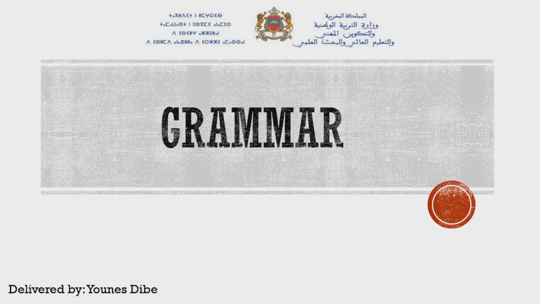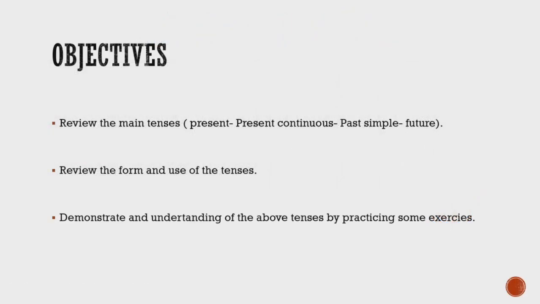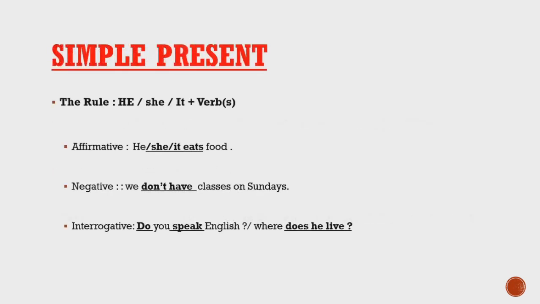Today we'll have a look at the main tenses that we've seen during the whole year. So for this, let's start with the main important objectives. First, we will review the main tenses, namely simple present, present continuous, past simple, and the future. Then we'll review the form and use of these tenses. And finally, you will be able to demonstrate an understanding of the above tenses by practicing some exercises. So let's start with the simple present.